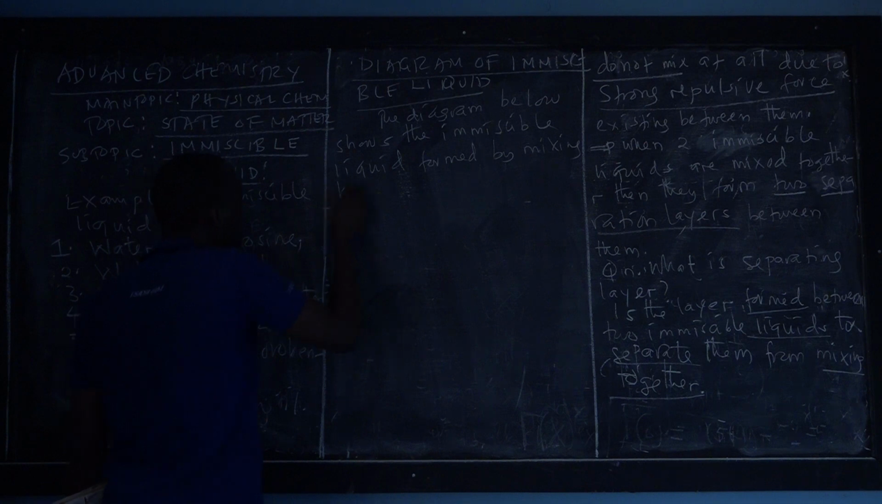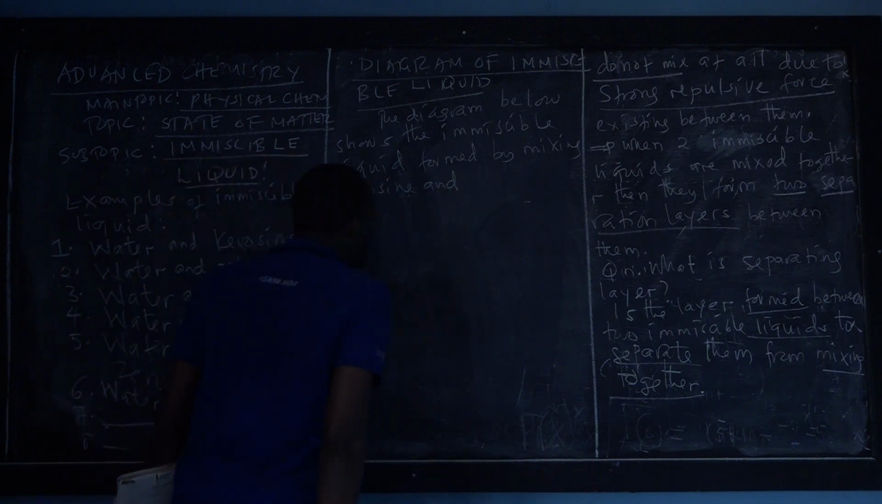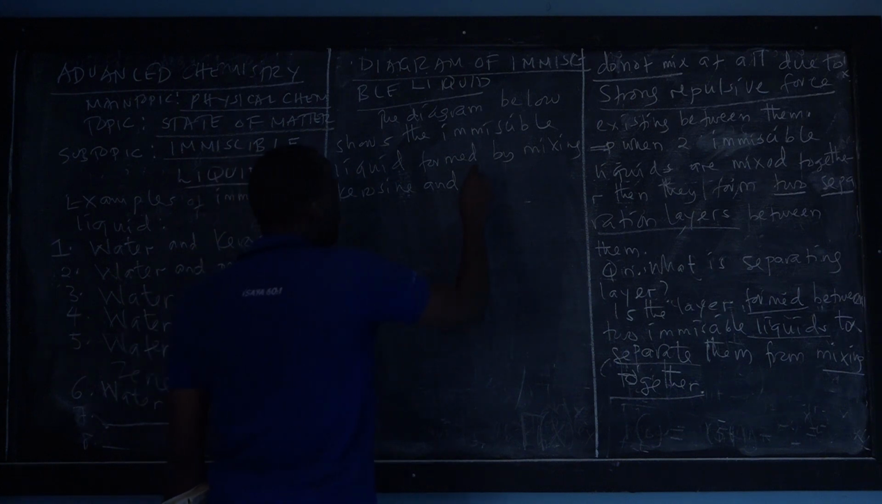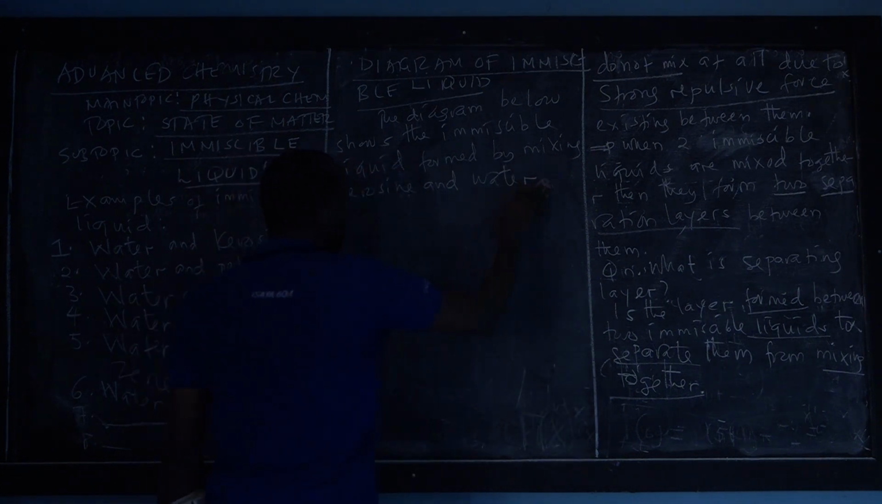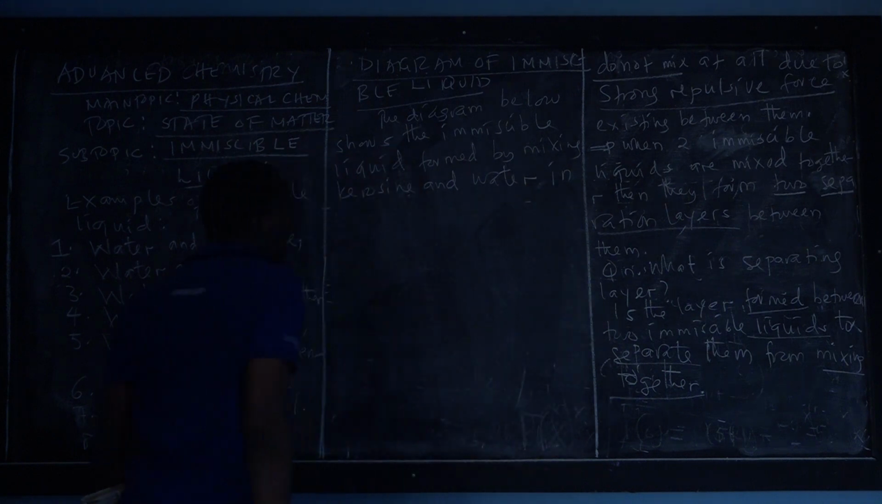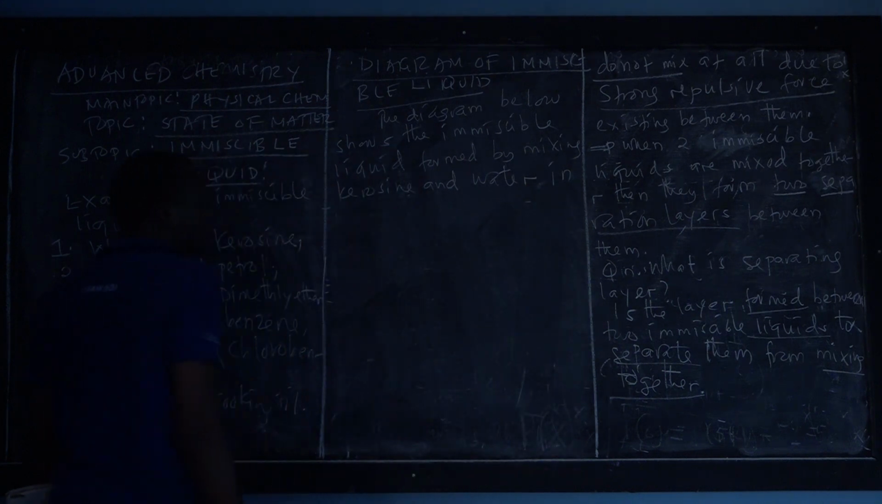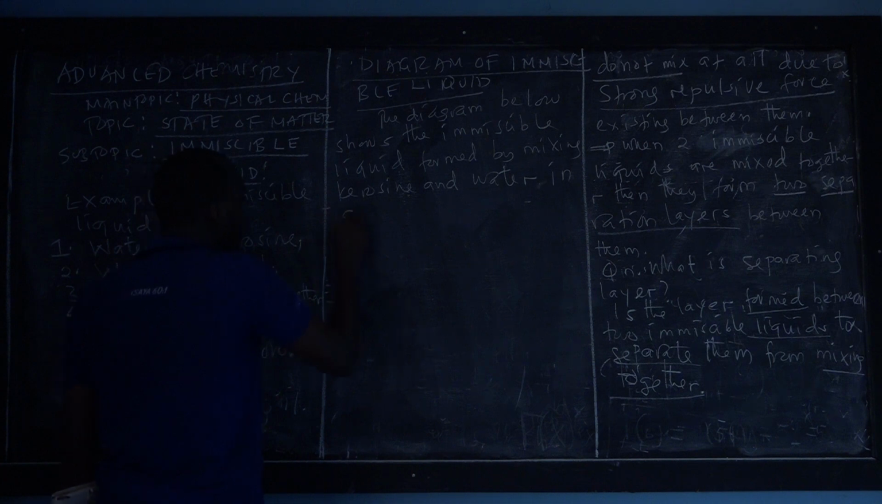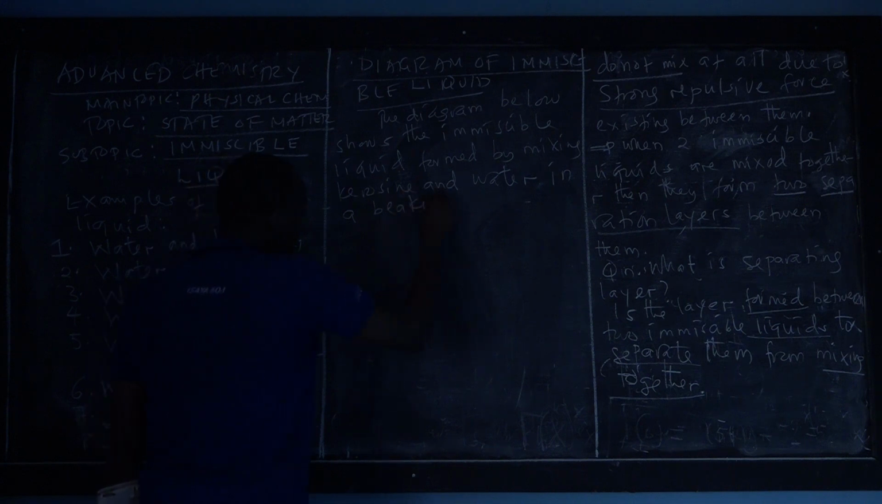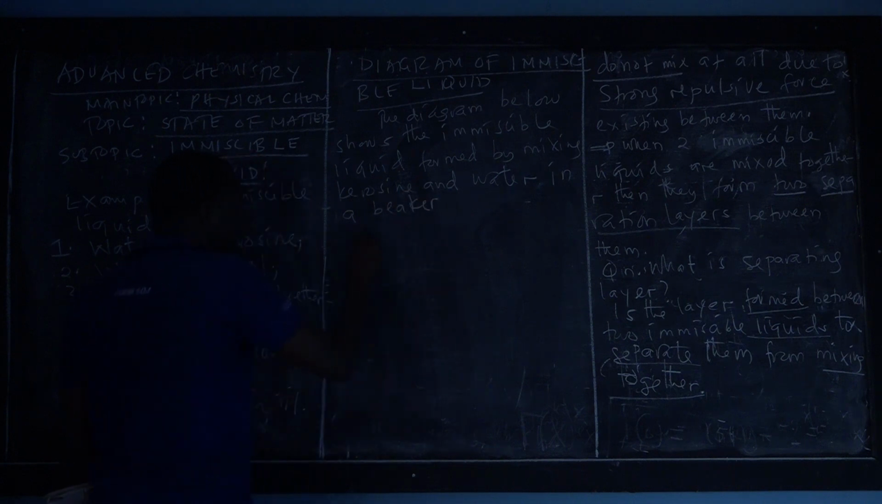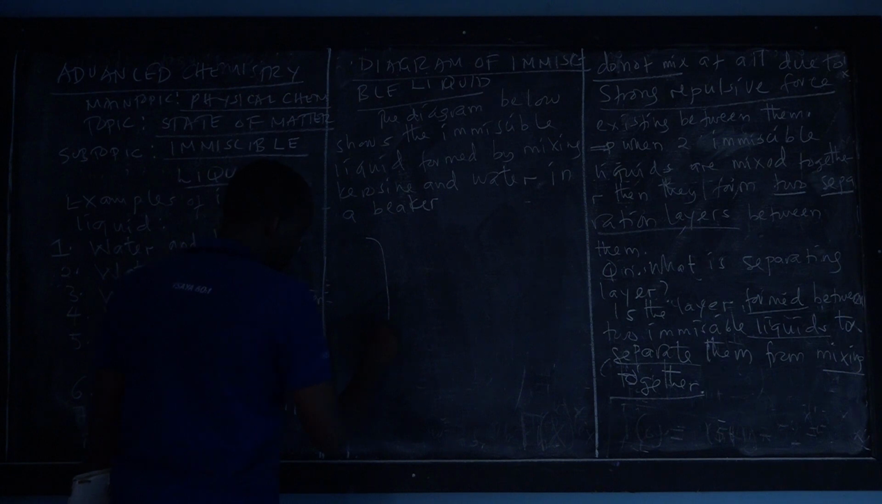kerosene and water. If you are doing this at home, you can mix them in a glass or in a plastic material. If you are doing it in laboratory, in chemistry laboratories, you can use a beaker as a mixing solvent or as a mixing of the solutions that you have.